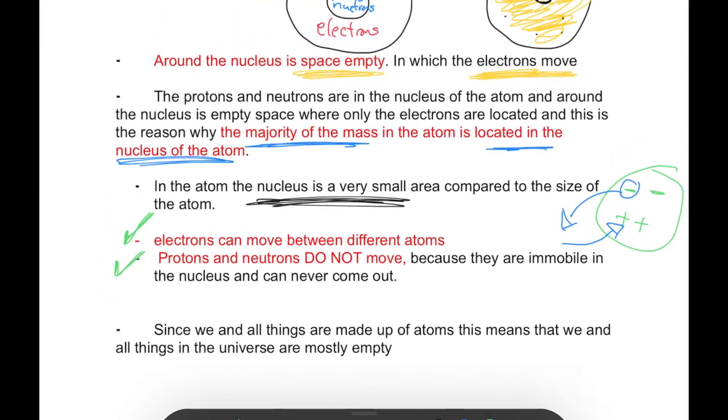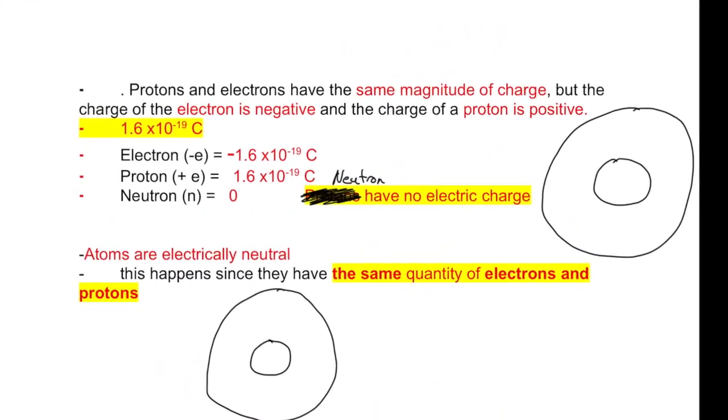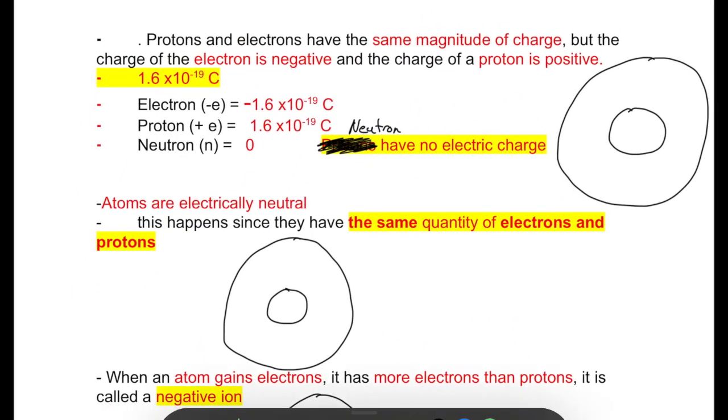Now, let's go again. Since all things are made of atoms, and atoms are almost empty space, that means almost everything in the universe is empty space. Okay? This sounds weird, but it's like that. Now, let's go right here.